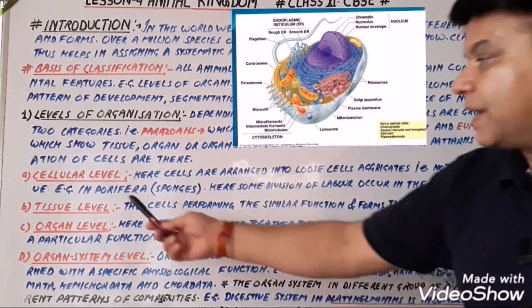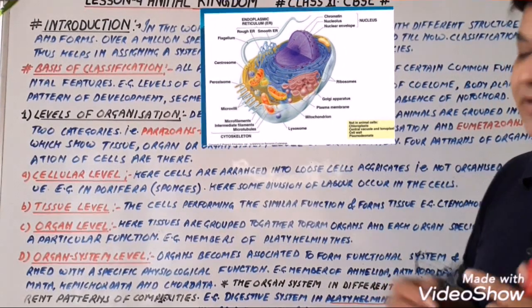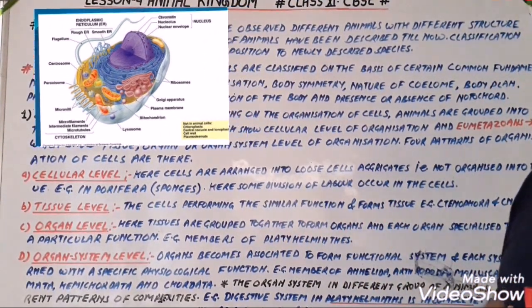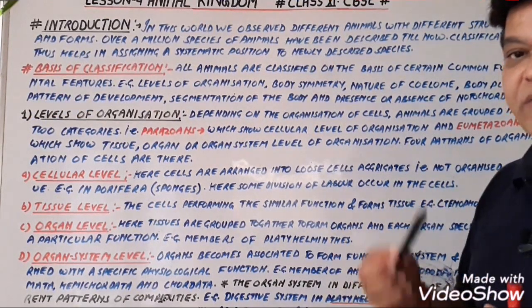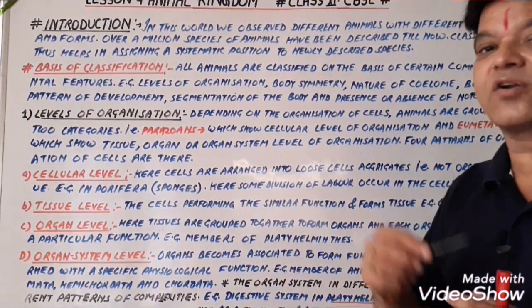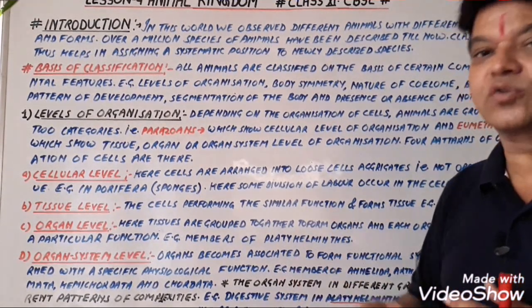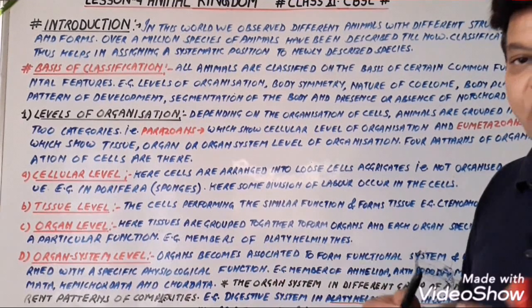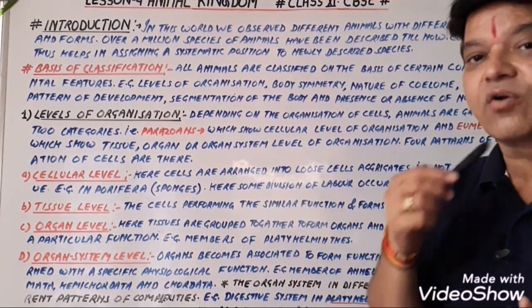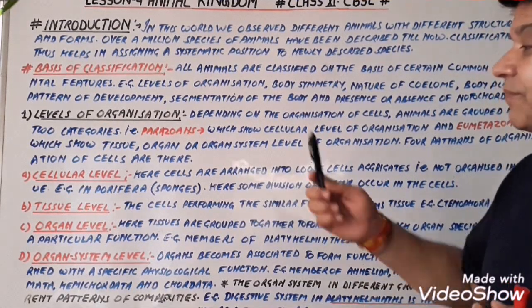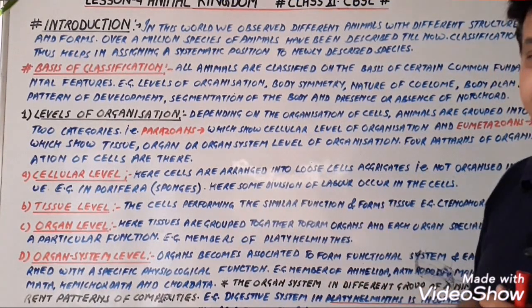For example, in Porifera, that is sponges, here some division of labour occurs in the cells. Different kinds of cells perform different kinds of functions according to the need, because here there is no tissue level of organization, only cellular organization. The example of the cellular level of organization is the sponges or Porifera.